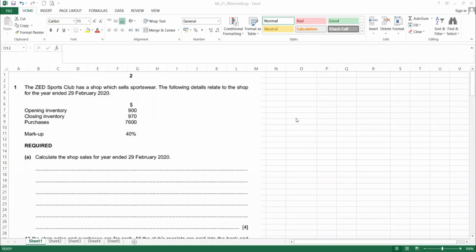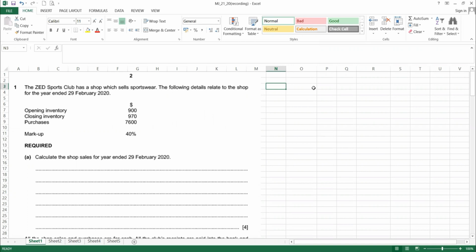Okay, the first question is a club account. The Z Sport Club has a shop which sells sportswear. The following details relate to the shop for the year ended 29 February 2020: opening inventory, closing inventory, purchases, markup.